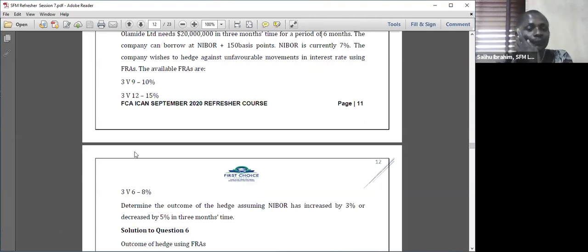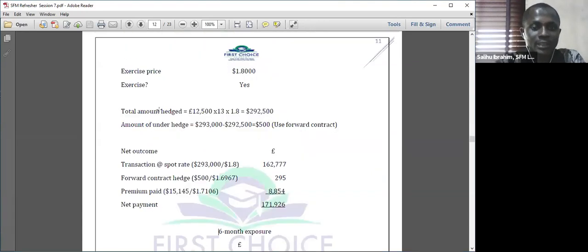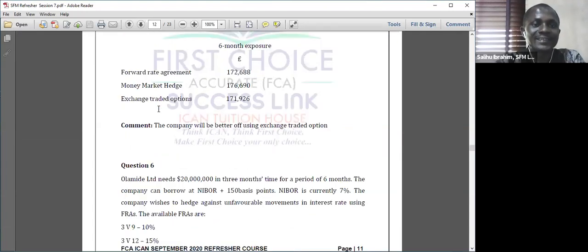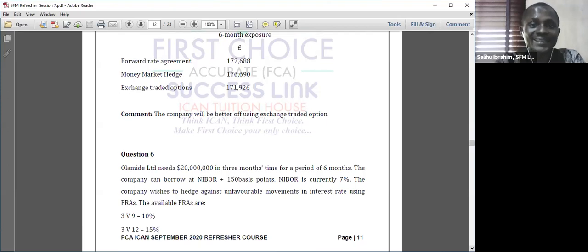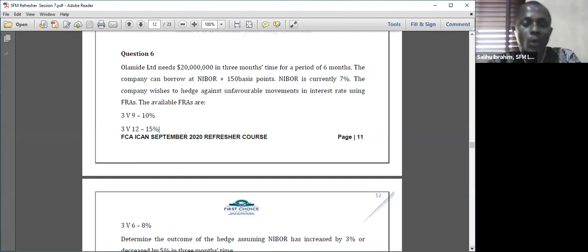Before we solve the question, let us quickly explain the nature of interest rate risk. Interest rate risk is the risk that interest rate will move unfavorably against the borrower or the lender of a particular currency. Normally, a company can borrow at one of two rates, which is a fixed rate and a variable rate.